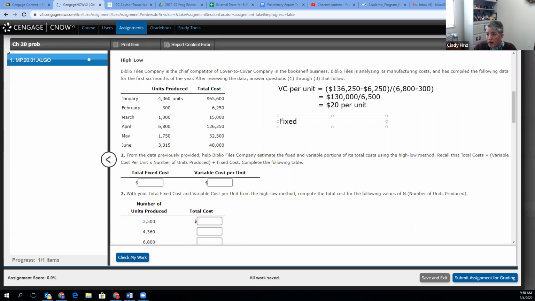Once we have the variable cost per unit, we can find our fixed cost by taking the total cost. Again, we can use either one of the high or low points. So I'm going to use the low point because it's just smaller numbers. You'll get the same answer regardless of which point you choose.